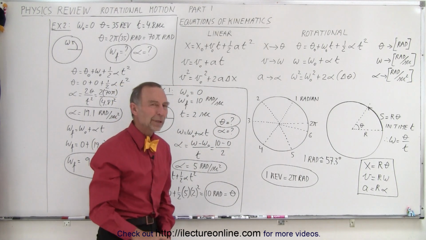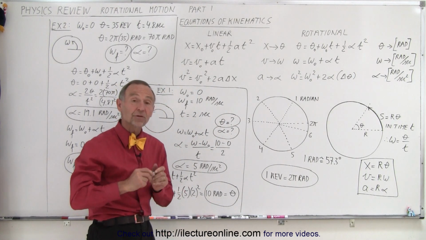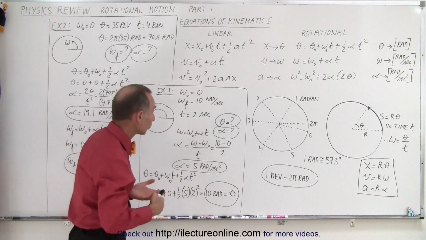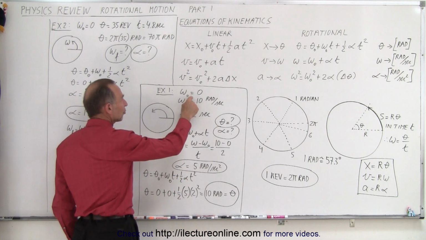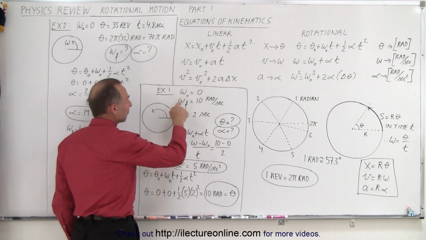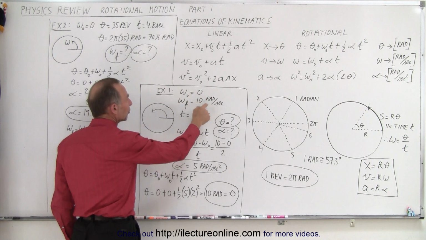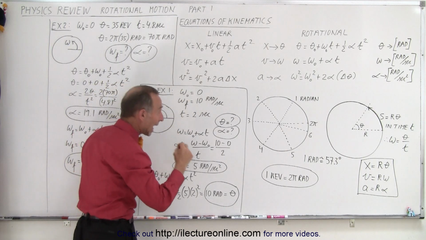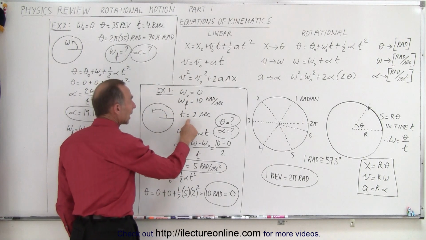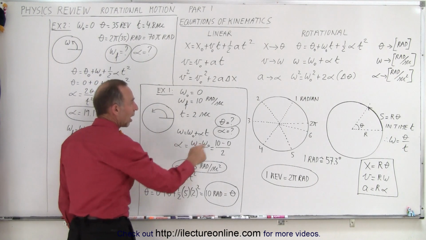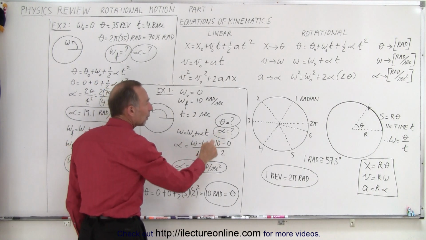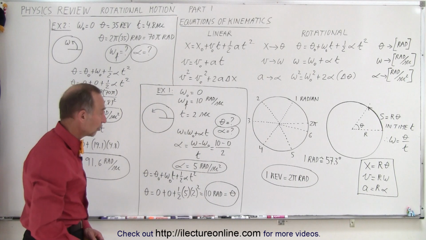Now, often we can get better understanding when we use some examples. So here's a couple of examples. Example 1, let's say that we start at initial velocity equal to 0. Final velocity is equal to 10 radians per second. We, of course, are talking about angular velocity. And the time elapsed is 2 seconds to go from 0 to 10 radians per second. How far did we travel in angle? And what was our angular acceleration?